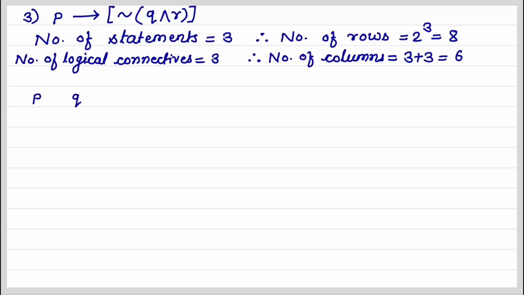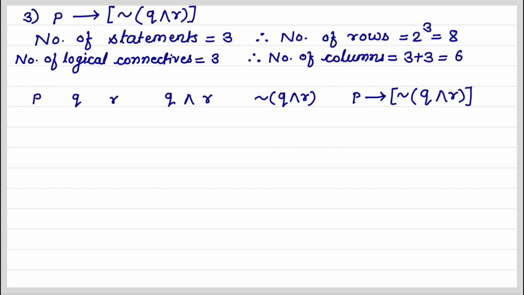First column is P, then Q, then R. Next one is Q and R. Next column is Q and R. Then we have to take negation of this. Negation of Q and R. And last column, whole statement pattern. P implies negation of Q and R.